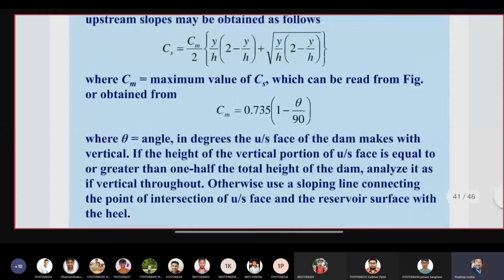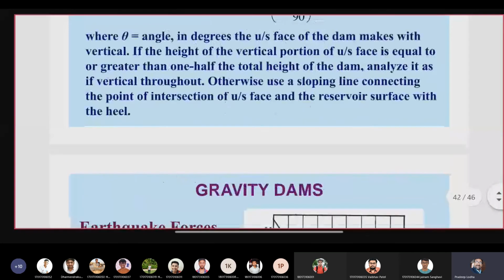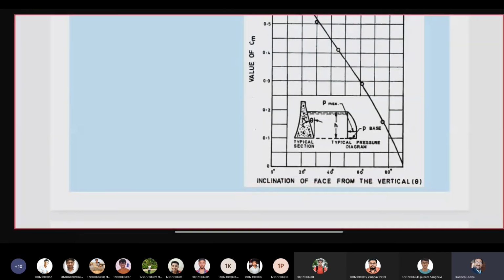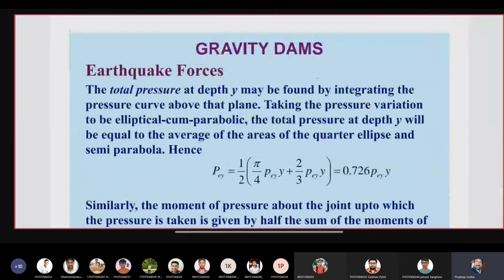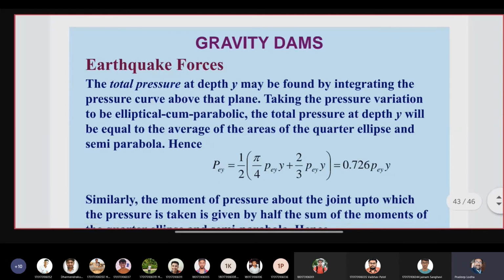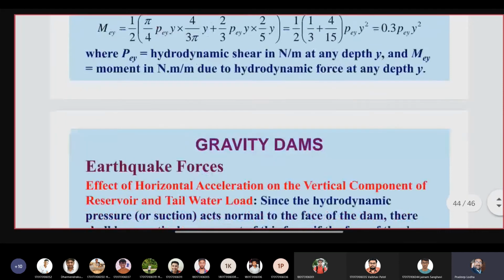So that is the thing. Cm versus the theta values are given here, and finally the total pressure at depth y, and y could be h ultimately, may be found by integrating the pressure curve above the plane. Taking the pressure variation to be elliptical-parabolic, the total pressure at depth y will be equal to the average of the areas of the quarter ellipse and semi-parabola, as I mentioned. So this is the total, which I have already mentioned.